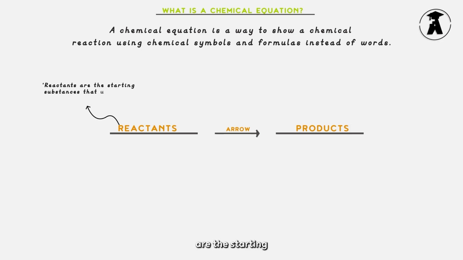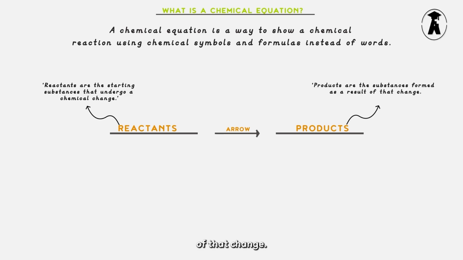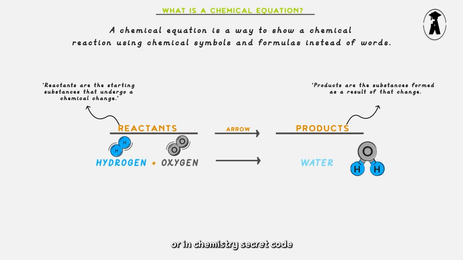So reactants are the starting substances that undergo a chemical change. Products are the substances formed as a result of that change. So in short, reactants make products. For example, hydrogen and oxygen produce water. Or in chemistry's secret code, 2H2 plus O2 produce 2H2O.